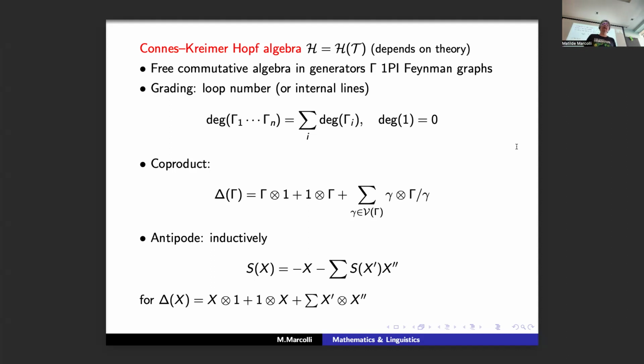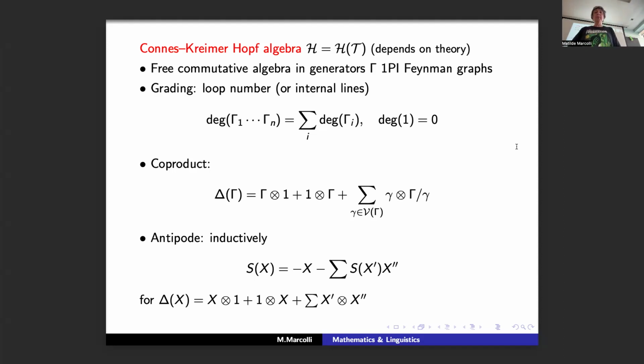And the degree of a graph is the number of loops, because that's the order of the expansion that you want to keep track of. The trees, which are the degree 0 part, correspond to the semi-classical limit of the theory, so you don't consider them here. You just consider graphs that have at least one loop.